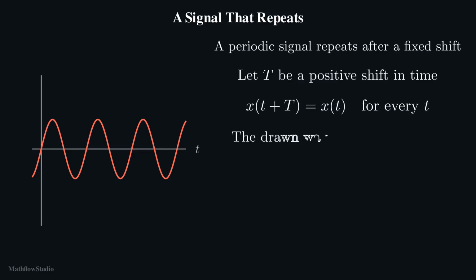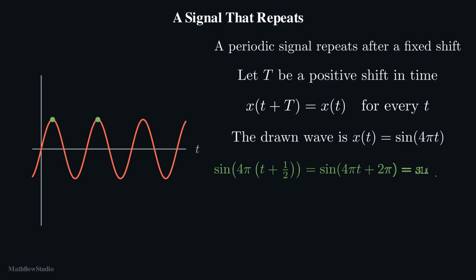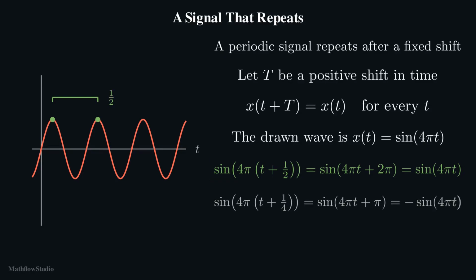The drawn wave is a sine wave whose angle advances through 2 full turns each second. Substituting a shift of 1/2 adds a full turn to the angle, which leaves the wave unchanged. Substituting a shift of 1/4 adds half a turn instead, and half a turn returns the negative of every value. A shift of 1/2 is therefore a period, and a shift of 1/4 is not.